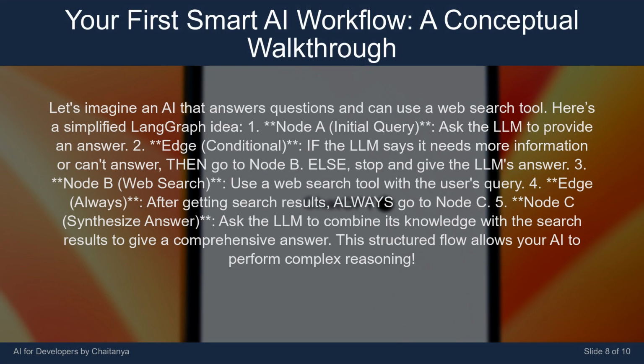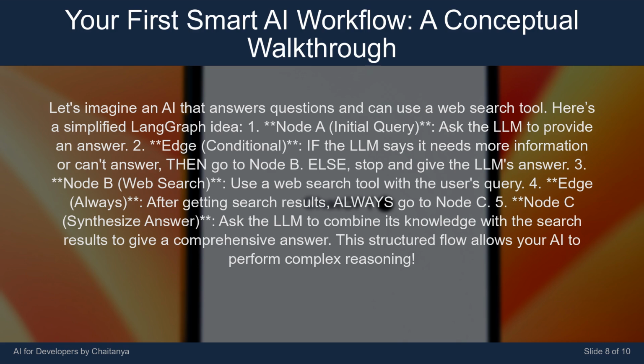Let's imagine an AI that answers questions and can use a web search tool. Here's a simplified LangGraph idea. 1. Node A. Initial query. Ask the LLM to provide an answer. 2. Edge. Conditional. If the LLM says it needs more information or can't answer, then go to Node B. Else, stop and give the LLM's answer.